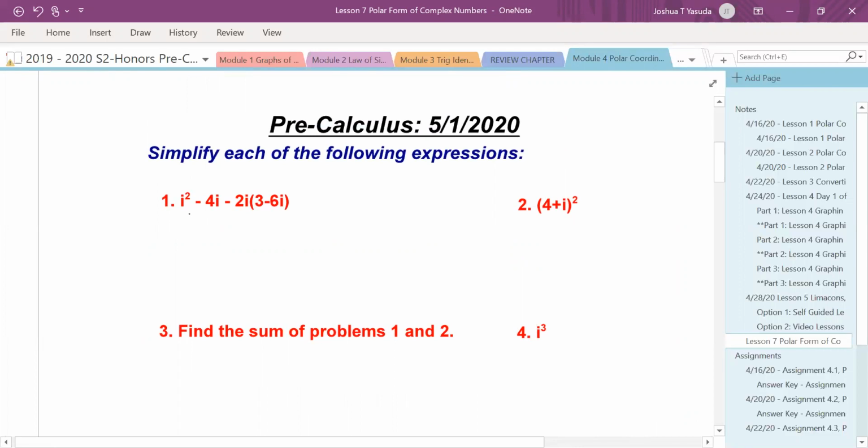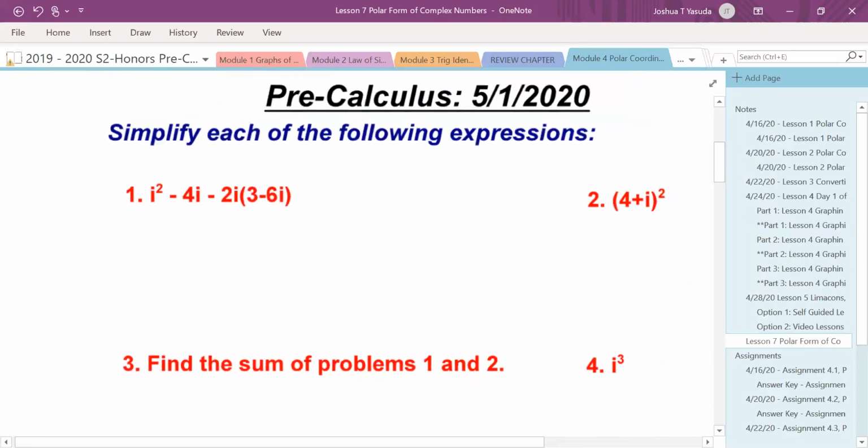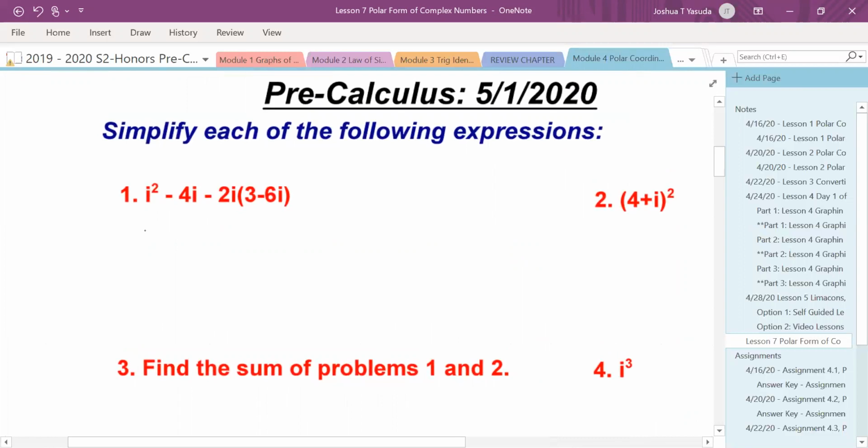i squared. Do you remember what i squared is? I hope so. i squared is -1, then minus 4i, and then -6i plus 12i squared, right? I'm just distributing those. So i squared again is -1, so that makes -12. And then what would we get? Let's see, we get -13 minus 10i, okay?